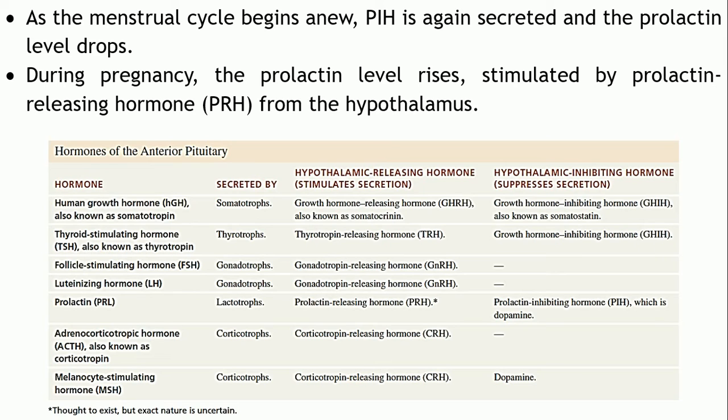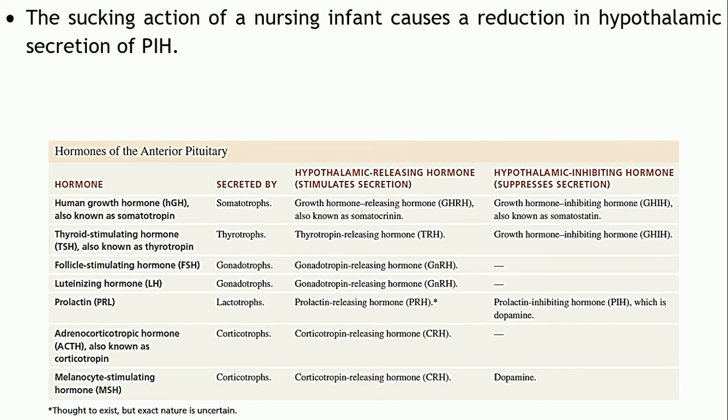And as the new menstrual cycle begins, the prolactin inhibiting hormone is secreted again. So because of this, the level of prolactin will be decreased. Then during pregnancy, the prolactin levels again rise, due to the decrease in the level of PIH. Even the suckling action of the infant in breastfeeding mothers will cause a reduction in the secretion of PIH. So as a result of the decrease in this, what will happen to the prolactin levels? It will be increased. So it will promote lactation.